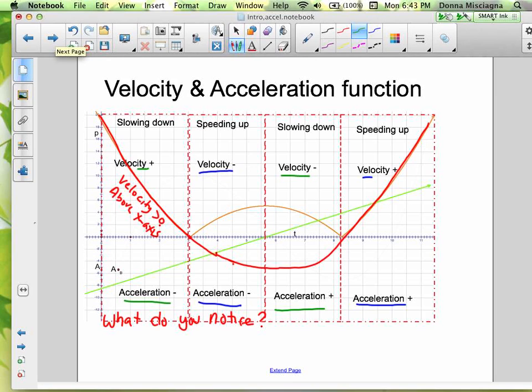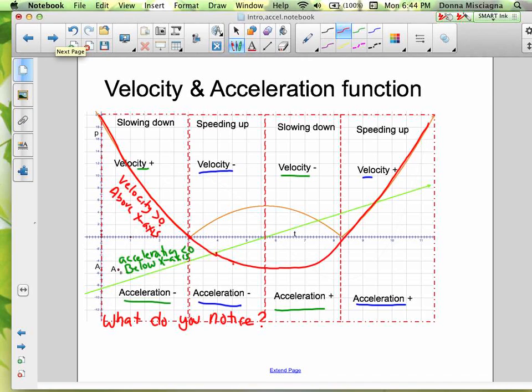Our acceleration is negative because it is below the x-axis. So we have negative values. We have positive velocity, negative acceleration. Just think about that for a moment. Let's look at the graph from 5 until 5.5 there.